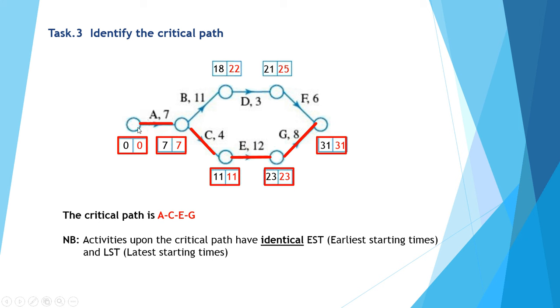There is no option. A has to start at 0 and finish at 7. C has to start at 7 and finish at 11. E has to start at 11 and finish at 23. And G has to start at 23 and finish at 31 if this project is to be completed at the earliest completion time. There is no option to have a float or a slack time in activities A, C, E and G to get this task completed in 31 days.